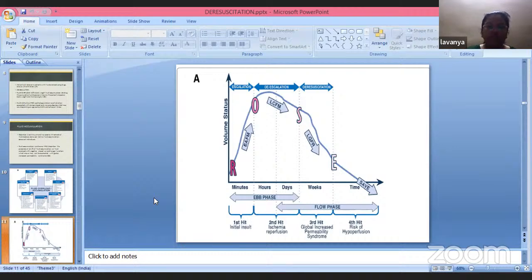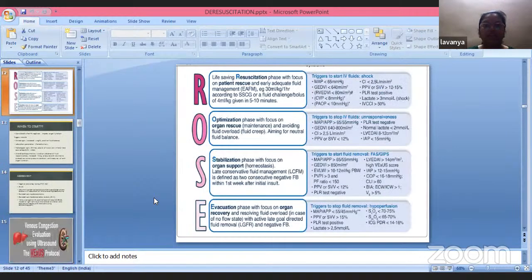Now, initially, when the patient comes to us, I'll go to the next slide and show that ROSE concept, where initially the patient comes, he may be hypovolemic, and we start a life-saving resuscitation phase to rescue the patient.